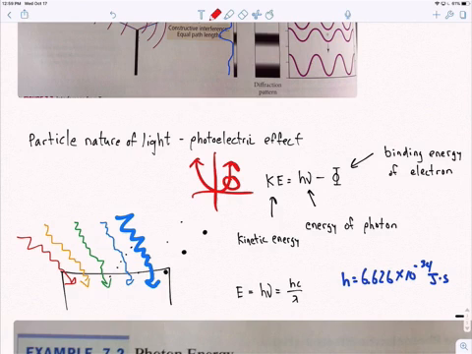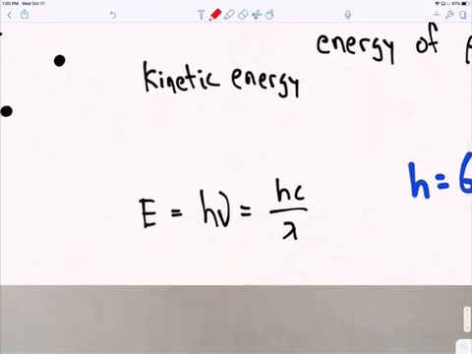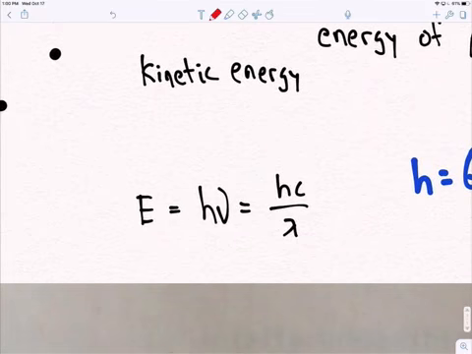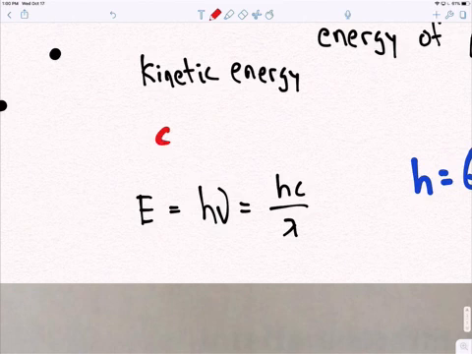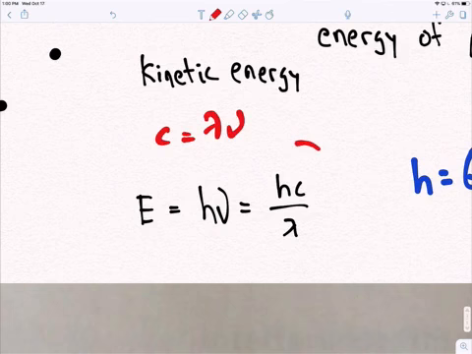Okay, so KE is kinetic energy. What is this h nu? We learned nu is frequency, and h is Planck's constant, 6.626 times 10 to the minus 34 joule-seconds. The energy of a photon is equal to Planck's constant times the frequency. And if you put in the equation that the speed of light is wavelength times frequency, you can get this equation here.